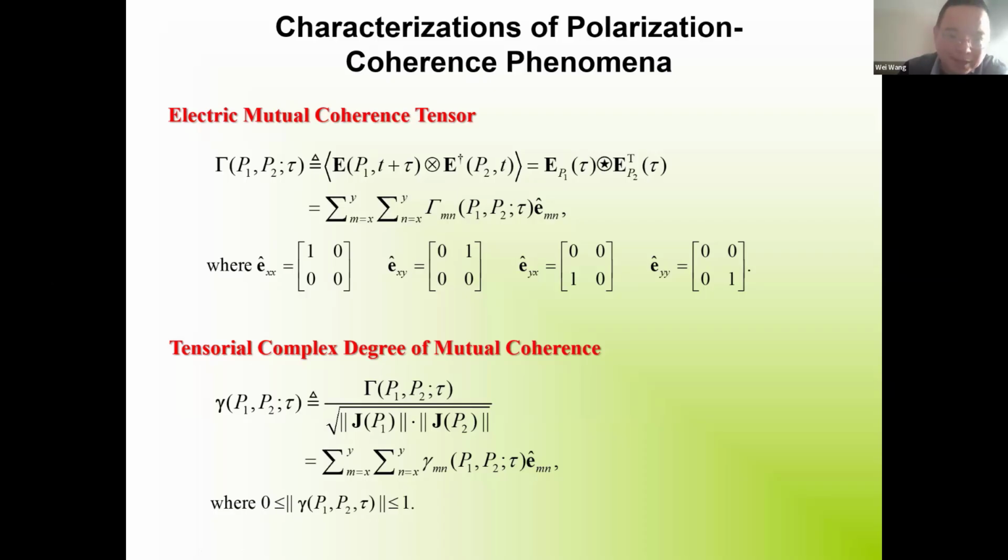Therefore, this tensorial complex degree of mutual coherence provides a measure of the degree of similarity of the electromagnetic field at the two spatial temporal points. The Frobenius norm of this tensorial complex degree of mutual coherence is bounded between 0 and 1. When gamma is equal to 0, we call this light incoherent light. When gamma is equal to 1, we call this light coherent light. This has a good correspondence with the scalar light case.